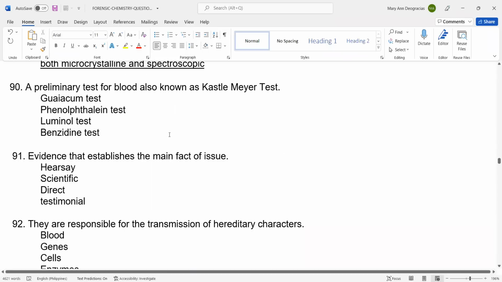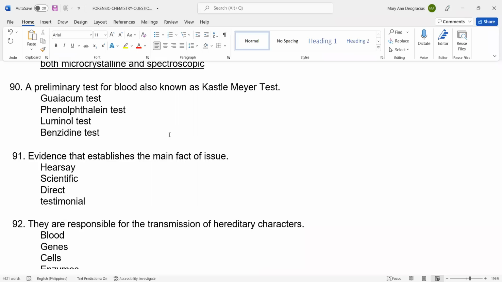A preliminary test for blood also known as Kastle-Meyer test. What's the answer? Letter? Anyone? Okay, letter B, pheno, yes. It's the phenolphthalein.